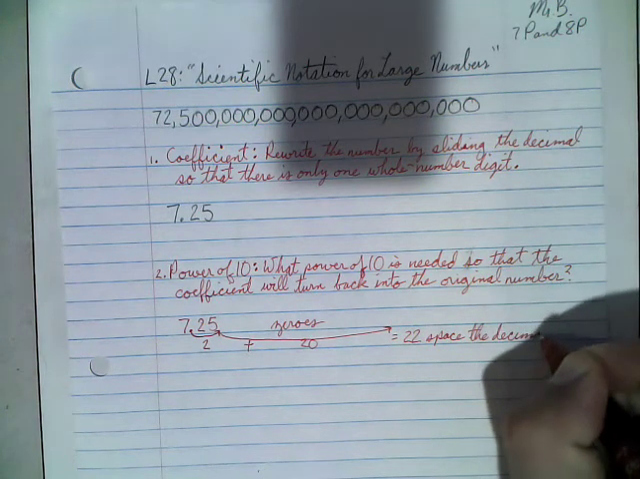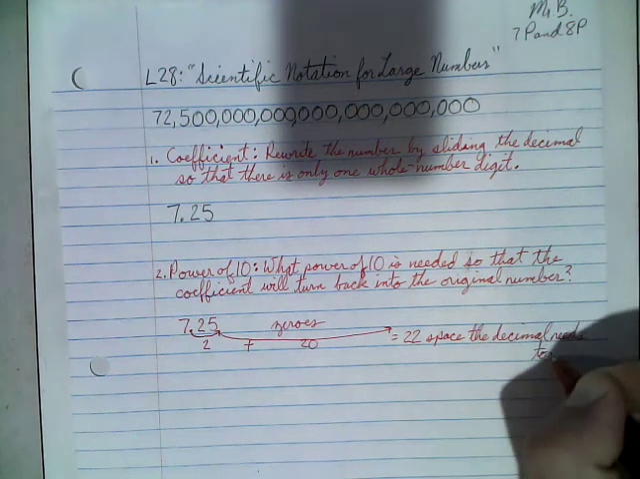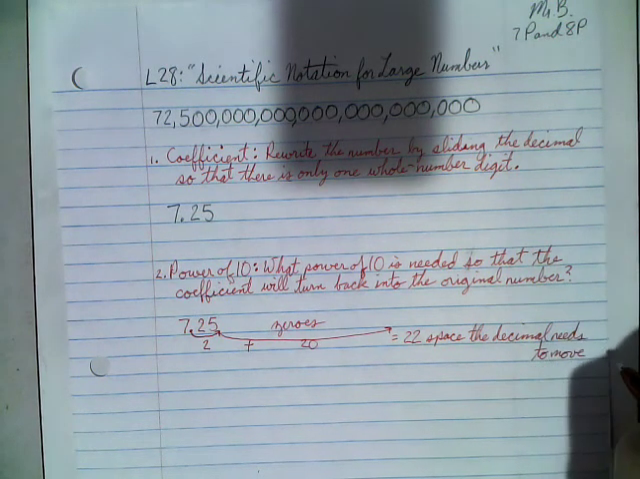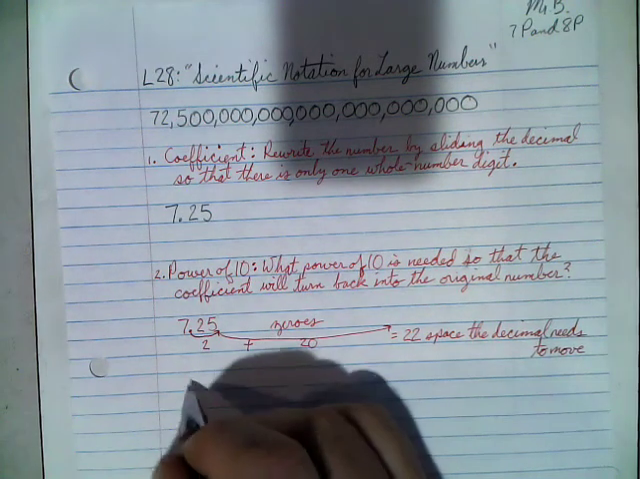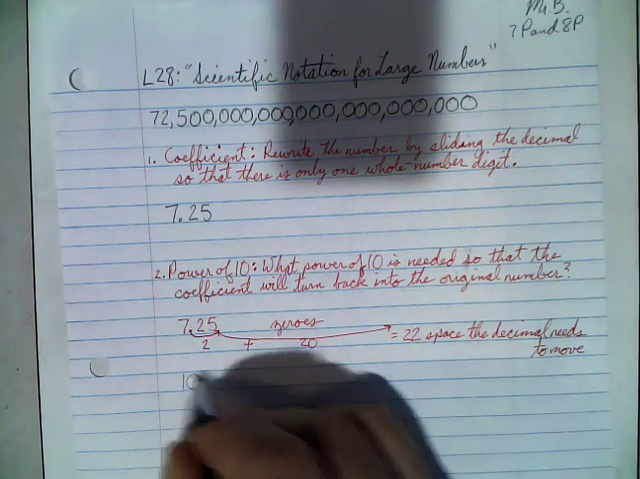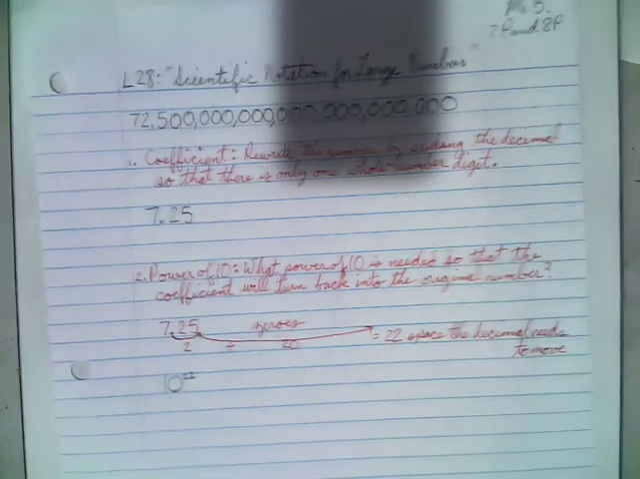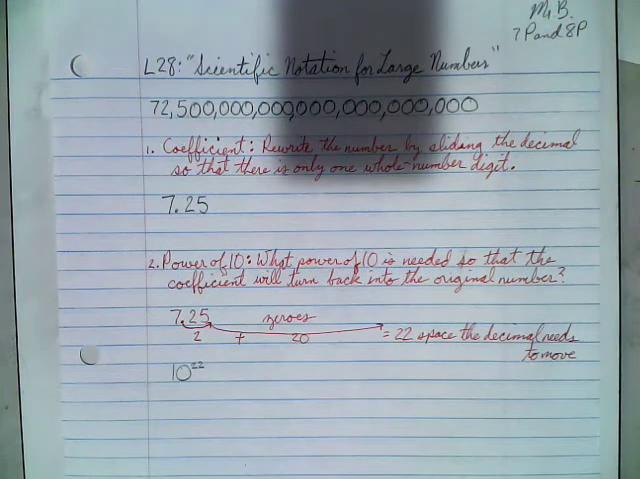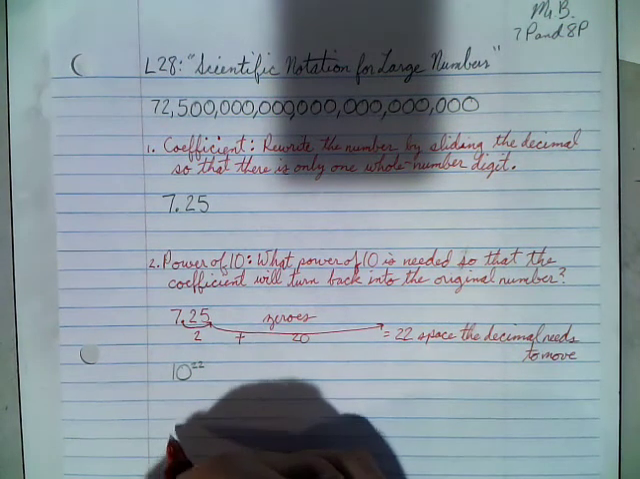The decimal needs to move. So if it needs to move 22 spaces, then my power of 10 is 10 to the 22nd power. That 22nd power will move the decimal 22 times. Now, once I have those two, step 3 is very simple.